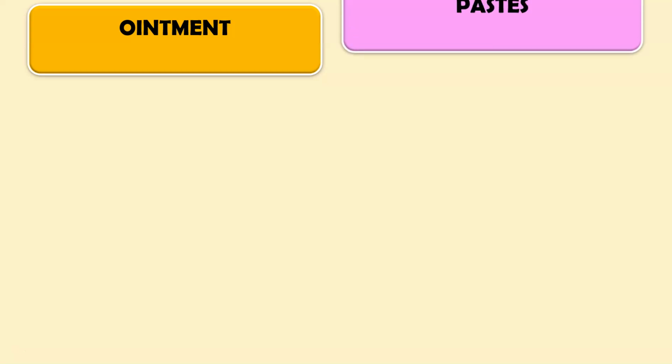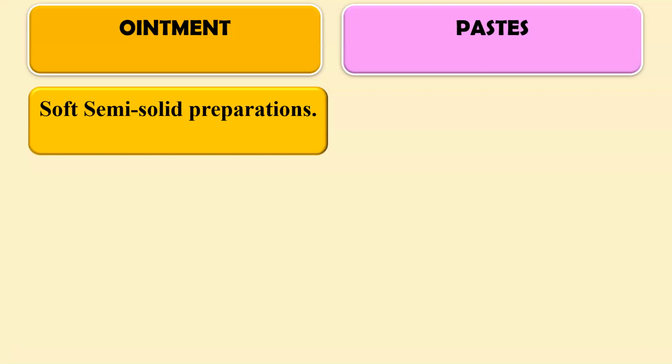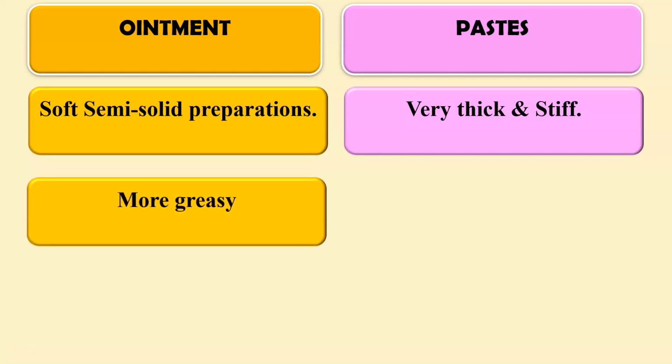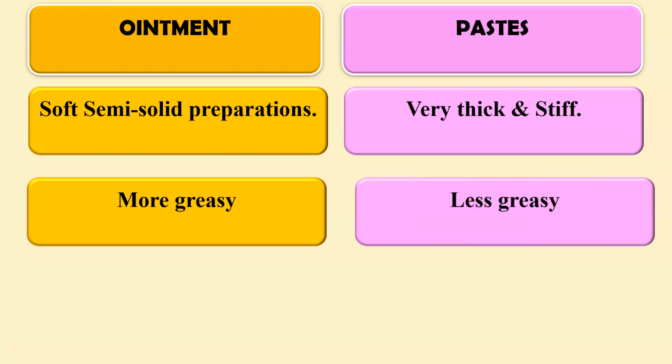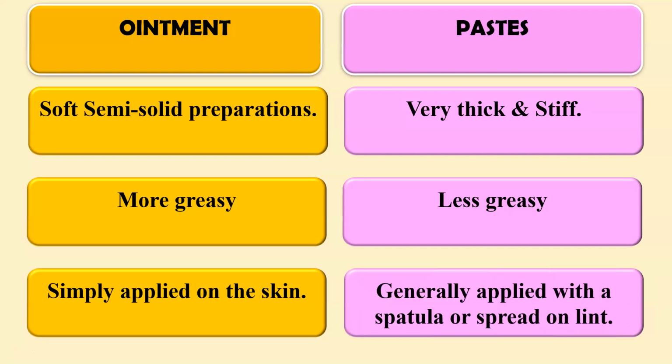Now let us see the difference between ointment and paste. The first difference is that ointments, as we know, are soft semi-solid preparations, whereas pastes are very thick and stiff. Ointments are more greasy; pastes are less greasy. Ointments are simply applied on the skin, whereas pastes are generally applied with a spatula or spread on a lint.